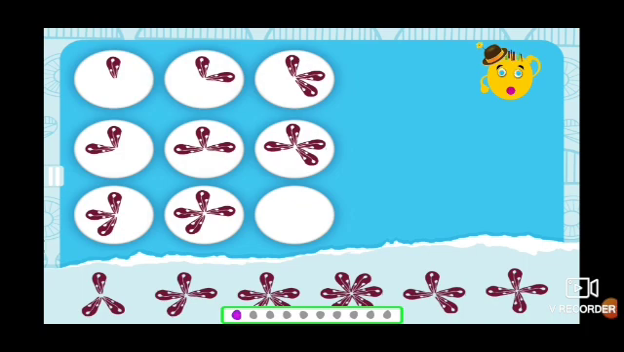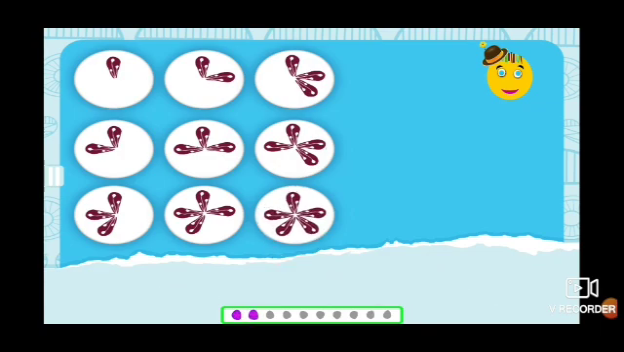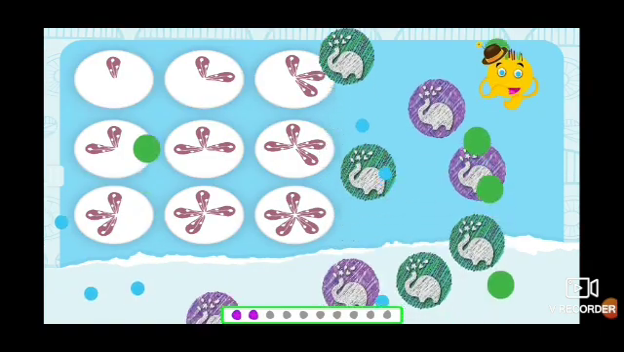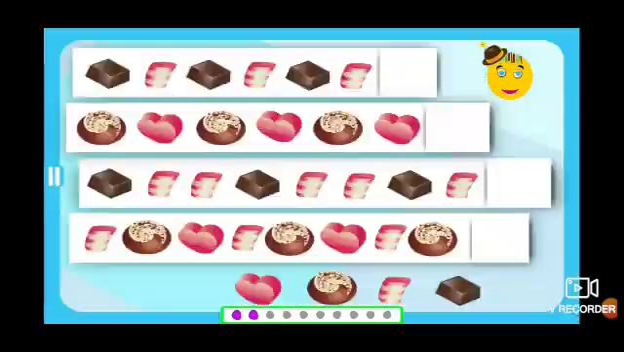It should be the five petals. Let us see where the five petals are. I think this one. Is it correct? Impressive thinking.